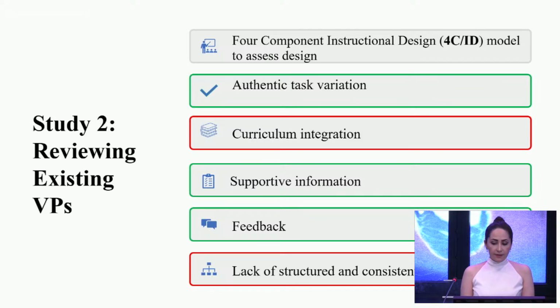Building on the first study, the second study focused on how virtual patients are designed in other studies, specifically whether they follow solid instructional design principles. We used the four-component instructional design model, which is designed for teaching complex skills, to review existing virtual patient studies in dental education. By this review, we found that many designs include task variation, which is essential. According to the model, varied and authentic tasks help students transfer what they learn to the clinical setting. But how these tasks are delivered, especially the choice of mode, also plays an important role in how effective they are.